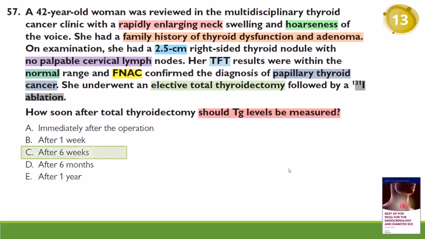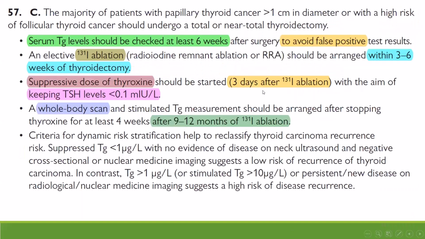So don't forget that 6 weeks after total thyroidectomy, we can check TG, not less than 6 weeks. But practically, we detect TG after 6 months. How soon after total thyroidectomy should TG level be measured? The British Thyroid Association guidelines recommend doing it at least 6 weeks after surgery to avoid false positive results. But in clinical practice, we do TG after 6 months.